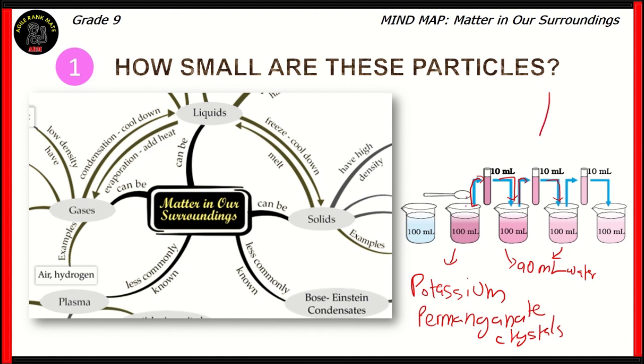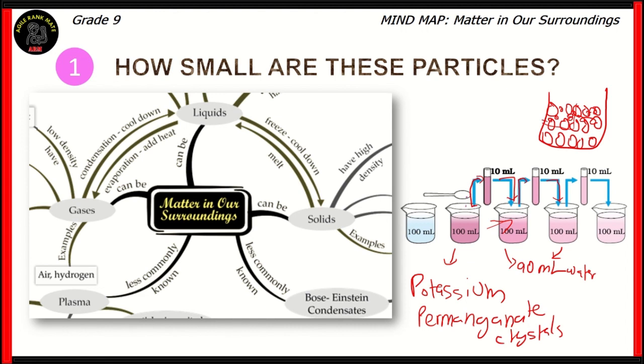So if we zoom in on this, if these are the water particles, when we transfer 10 ml from the previous solution, then some of the particles of the potassium permanganate crystals would be taken and transferred to the next solution, which also will have some of the particles.